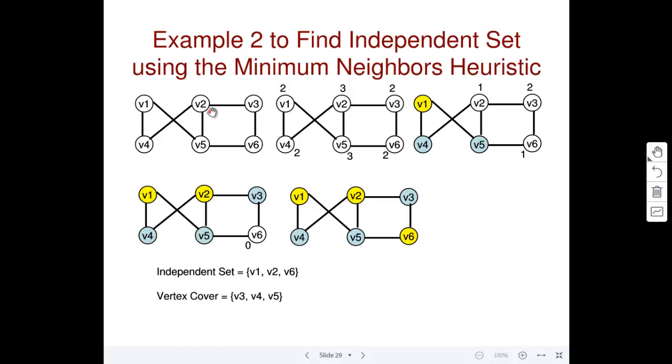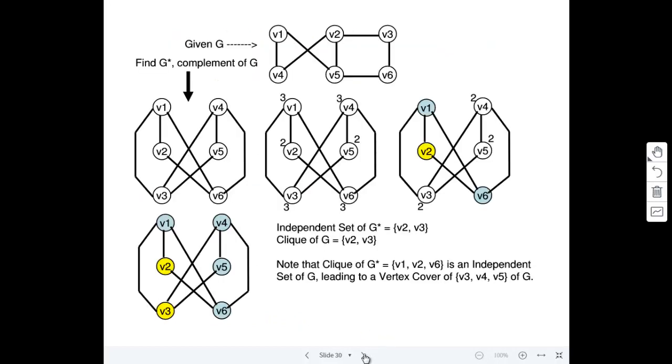For every edge: V2, V3, V3 is here. V3, V6, V3 is here. V5, V6, V5 is here. V2, V4, V4 is here. So for every edge, at least one of the two end vertices is in the vertex cover. So what we determined is right. Okay, so that's how we can cross check whether you are determining the right thing.